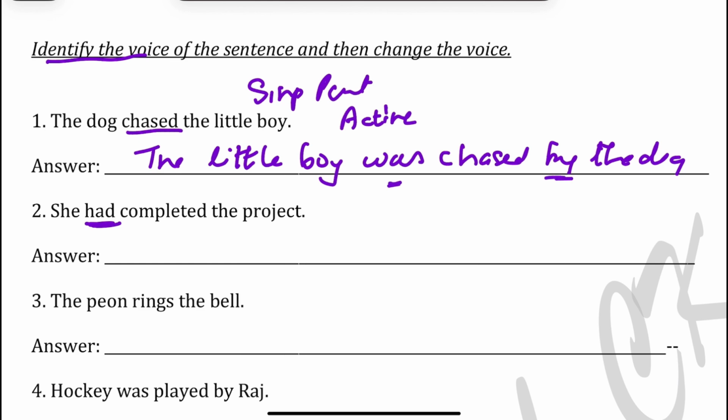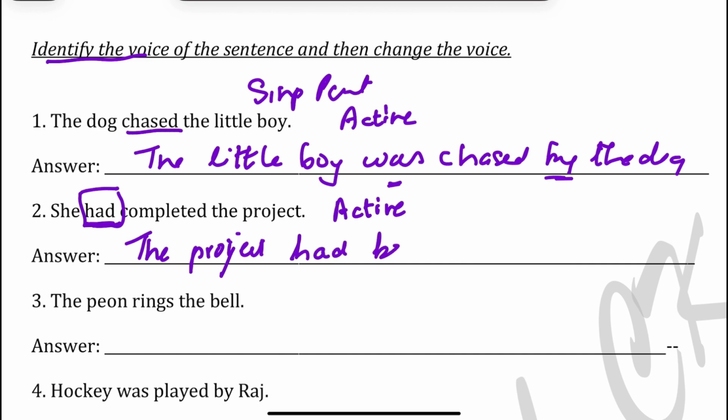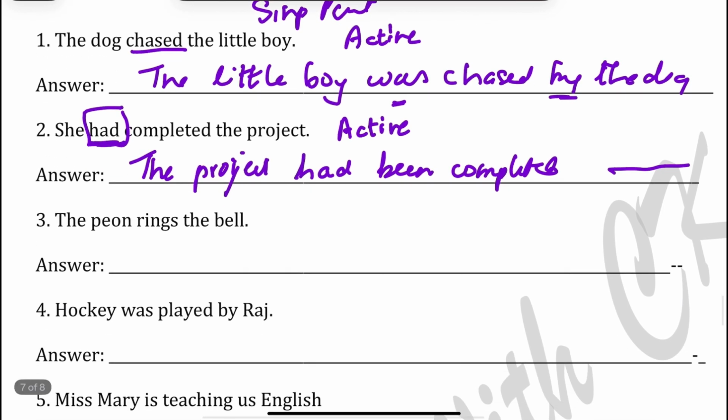See the important words. She had completed the project. The project. Can we write the project was completed by her? No. One of the H words has to be there in the passive voice. This is active. The project had been completed by her. I'm not writing the full sentence.